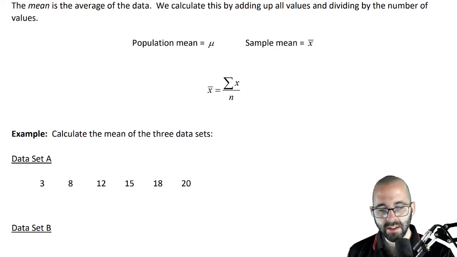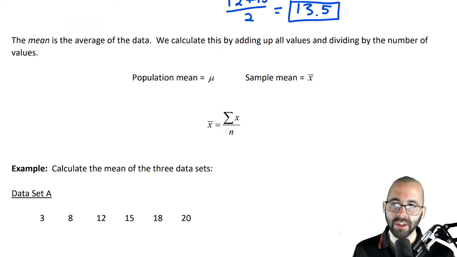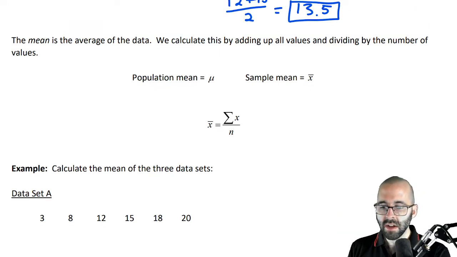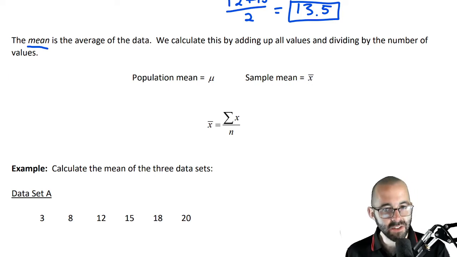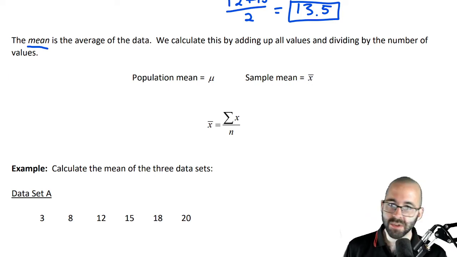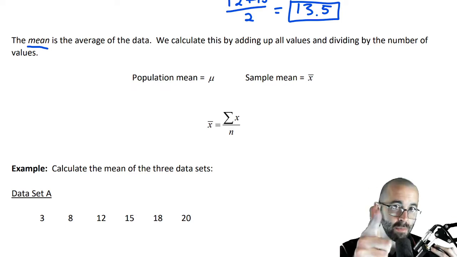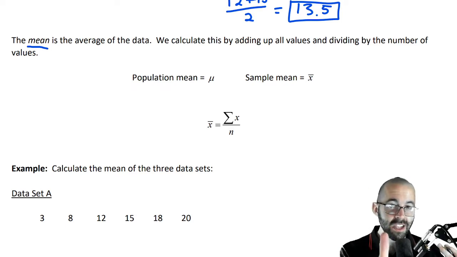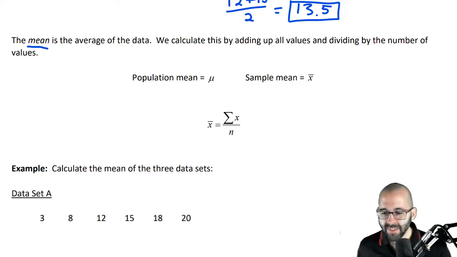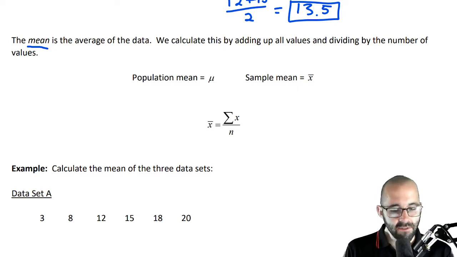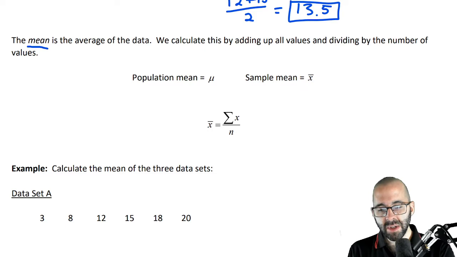All right, and that's one way to calculate the middle. Another one is the mean. So median is one way, mean is another one. We'll talk about both. We'll talk about when one is better than the other, because all measures of central tendency were not created equal.